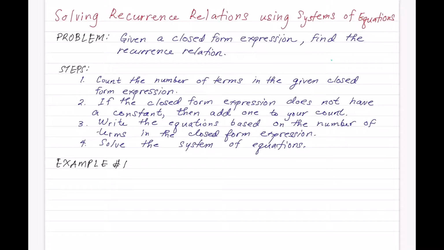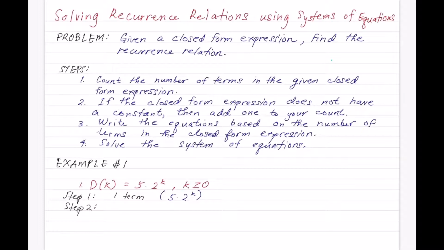Example number 1. D of k is equal to 5 times 2 raised to k, where k is greater than or equal to 0. Step 1, we have to count the number of terms in the given equation. And we only have 1, which is 5 times 2 raised to k.